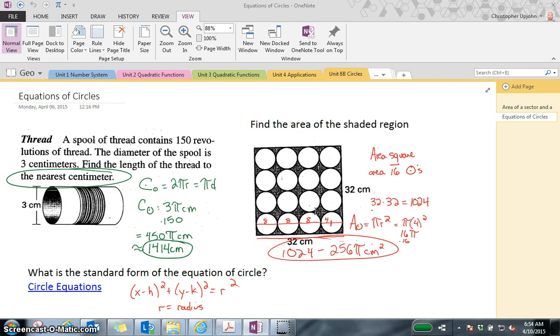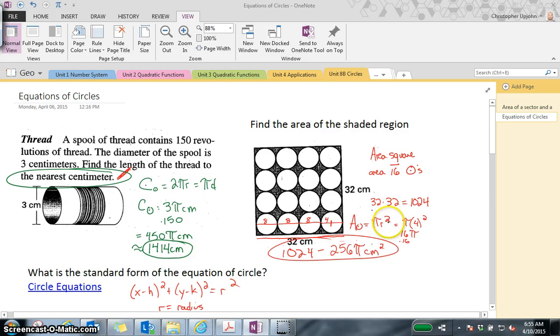The diameter of the spool is 3 centimeters. Find the length of the thread to the nearest centimeter. So we actually need to multiply by pi. We know our circumference is 2 pi r or pi d. Here it makes sense just to use pi times the diameter, 3 pi. 1.5 times 2 is 3, so we could have used the radius as well, but it's extra work. 3 pi times 150 is 450 pi, but we want it to the nearest centimeter. So we multiply it out, we get approximately 14 centimeters.